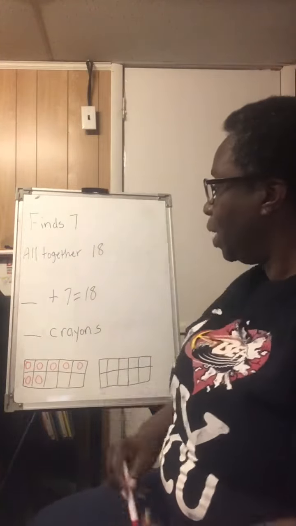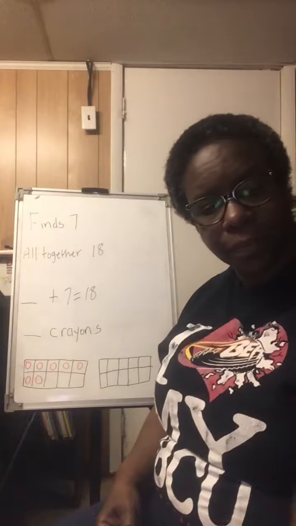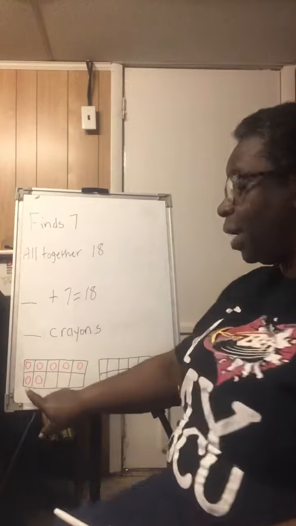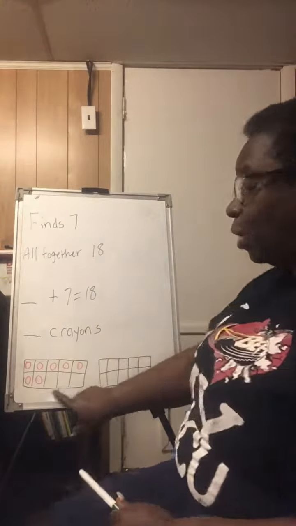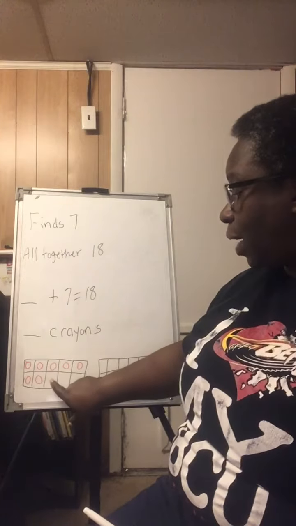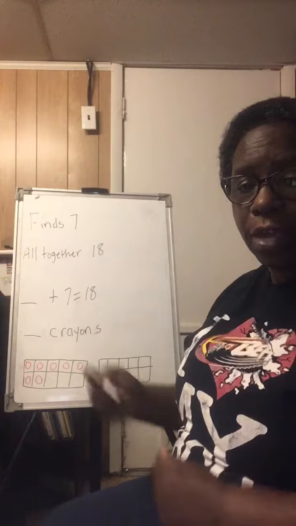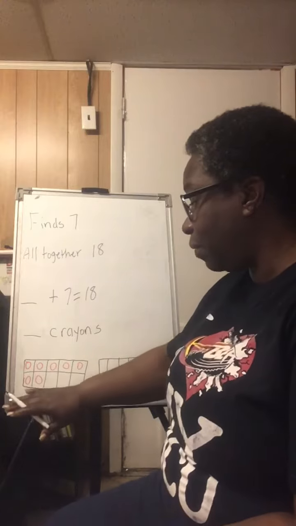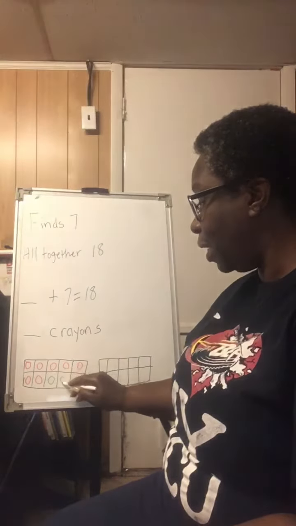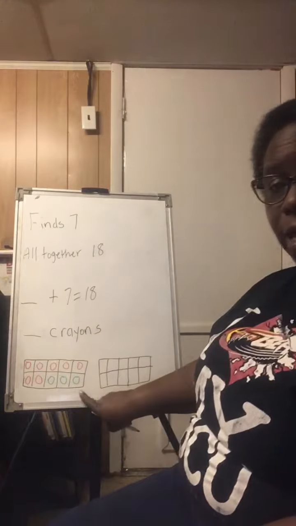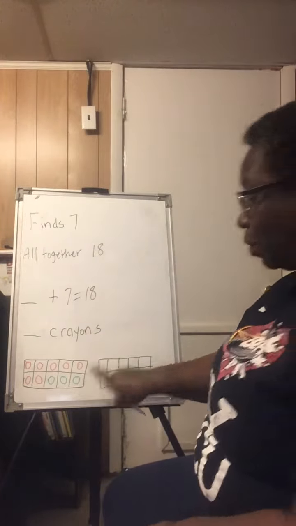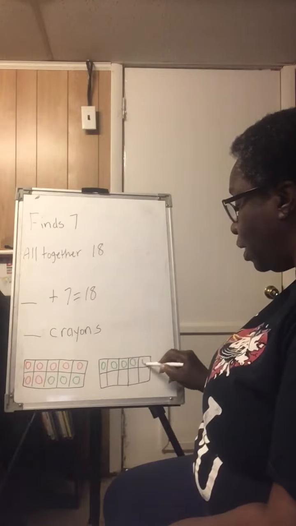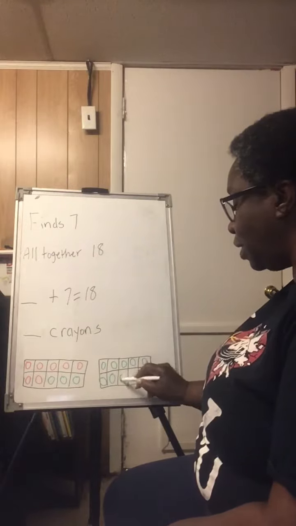She found 7 there. But in all, she has 18. She has 18 altogether after she found the 7. So we know we have 7. So let's add on or count on to our 7 to fill up how many we're going to need for 18. But first, we always fill up our first 10 frame first. So we have 7, 8, 9, 10. So 3 added on here gave us 10. So how many more? 10, 11, 12, 13, 14, 15, 16, 17, 18.